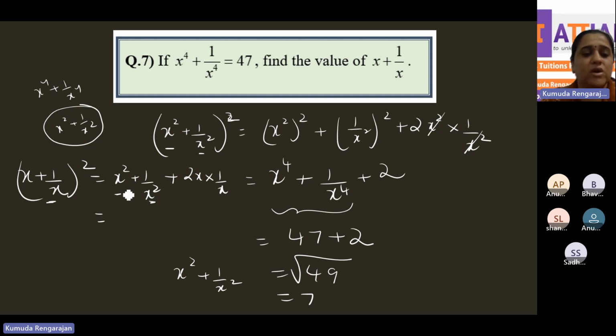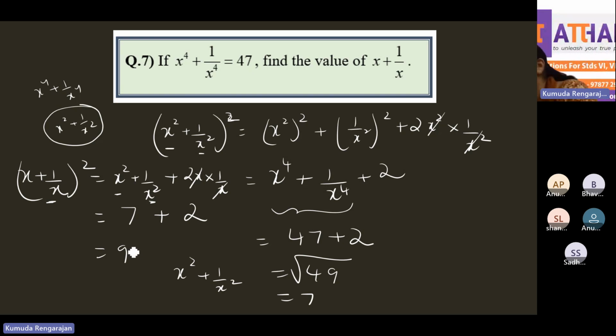Now substitute. What is x squared plus 1 by x squared? 7. We found. Plus, x and x will get cancelled. So 7 plus 2, 9. (x plus 1 by x) the whole square is 9. So x plus 1 by x is equal to the square root of 9, which is 3.